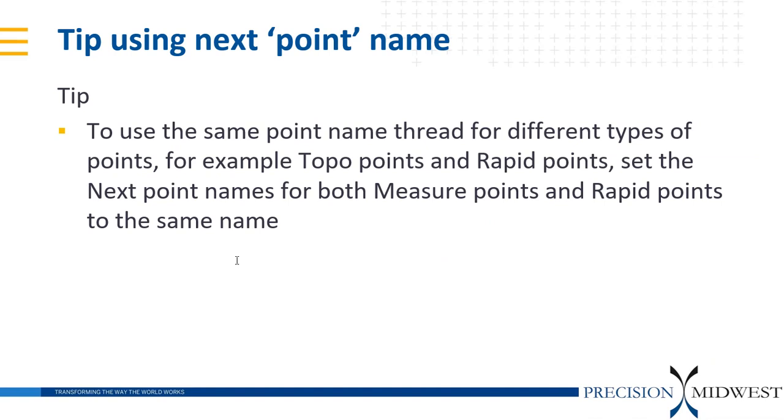To use the same point name thread for different types, for example, topo points, rapid points, set the next point names for both measure points and rapid points to the same. So if you want those, just set them to 1 if you just want them to all run together.